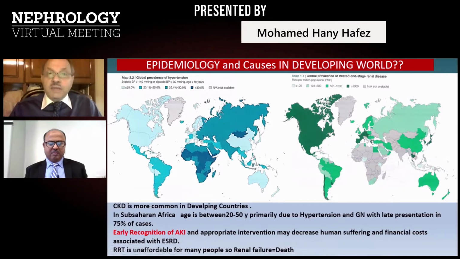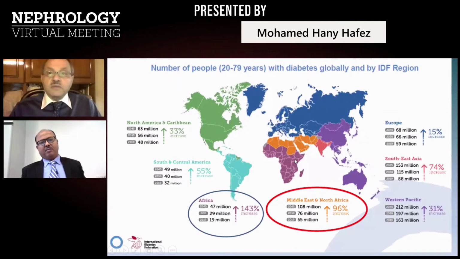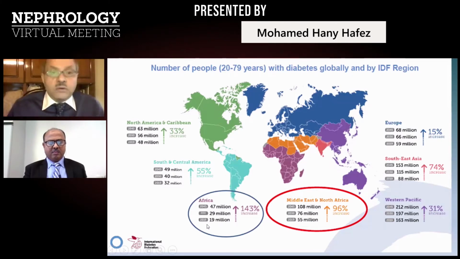When we see diabetes, it is not different. This is the recent IDF calculation for Africa. It is expected that by 2045, there will be a 143% increase in Africa and a 96% increase in the Middle East and North Africa, as compared to 33% in the United States and 15% in Europe. So our area, and also Southeast Asia, will have a higher burden of diabetes in the next period.